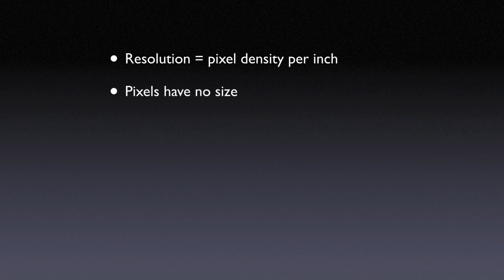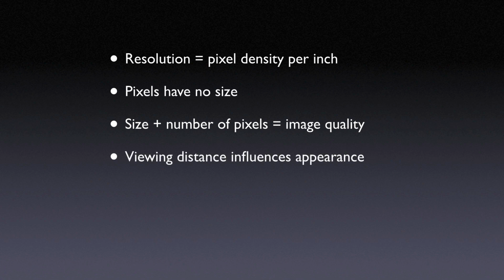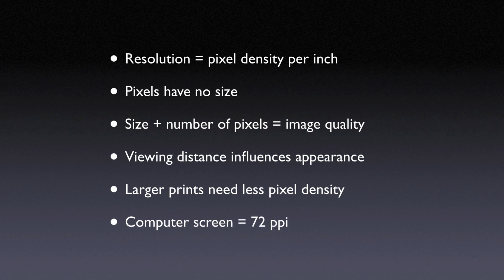So, quick review. Resolution is the density of pixels per unit of measure, in the US given as pixels per inch. Pixels, those square units of color, have no inherent size, and the collection of pixels that makes up an image can be output a number of different ways at different sizes. The size and number of pixels in an image determines the quality of detail. Viewing distance also influences the appearance of detail, so larger prints need less resolution. Computer screens are considered to be fine at 72 pixels per inch, even though the typical LCD monitor has a resolution of 90 pixels per inch or more.